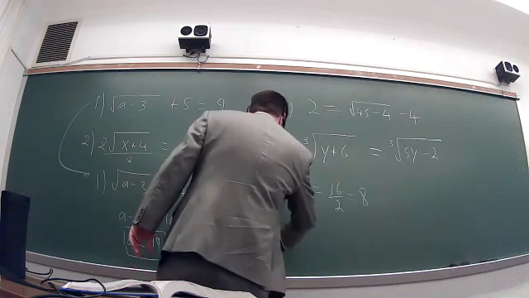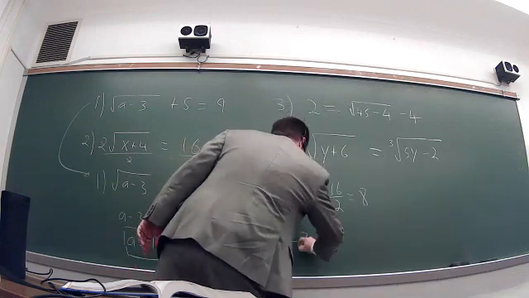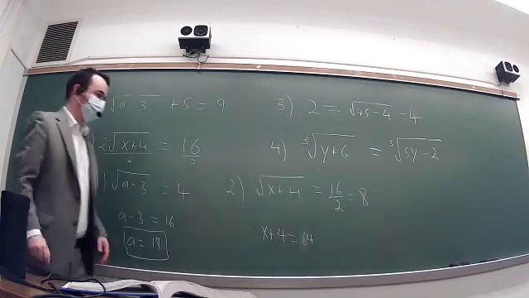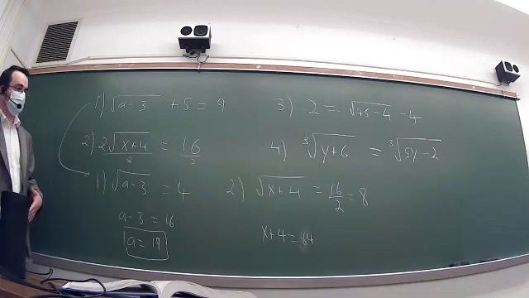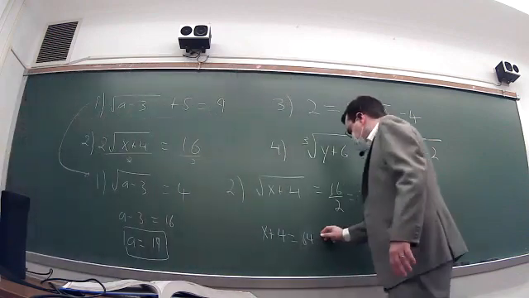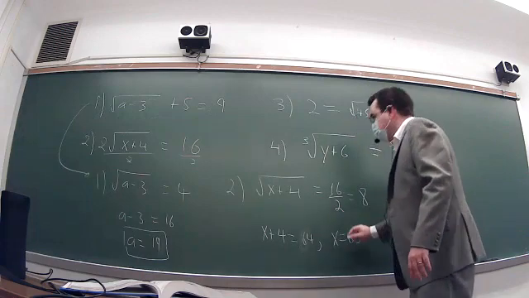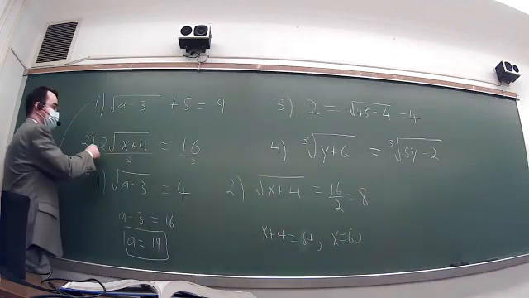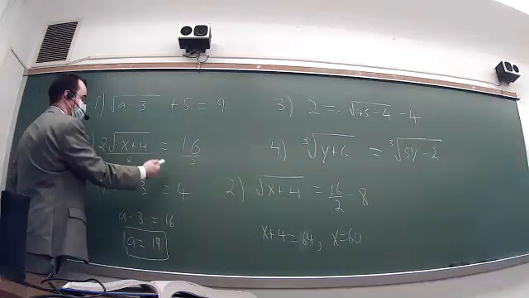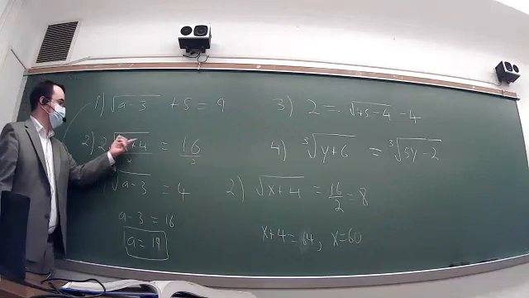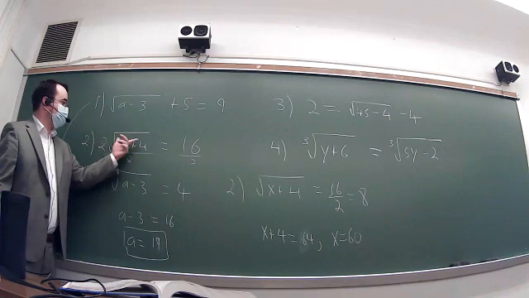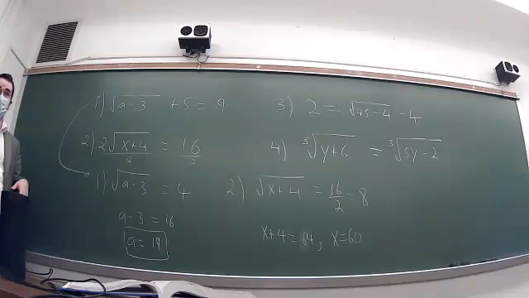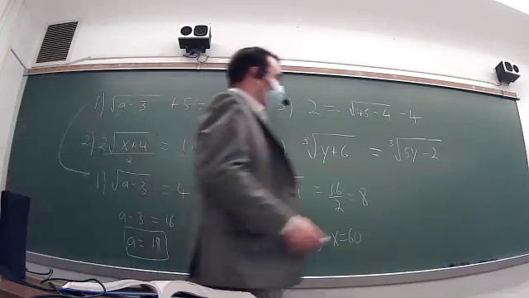Squaring both sides would give me x plus 4 is equal to 8 squared, which is 64. And so subtracting 4 from both sides gives me x equal to 60. So in other words, 60 is the thing that you would have to plug in here: 2 times square root of 60 plus 4 is equal to 16. Makes sense, because square root of 64 is 8, times 2 is 16. You plug it back in, and it checks.